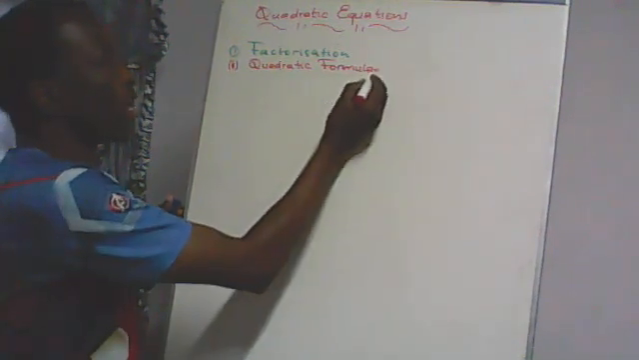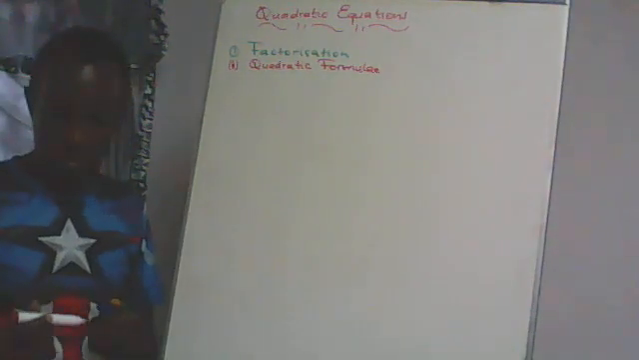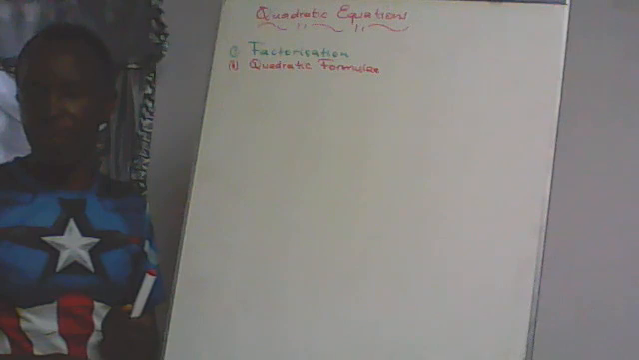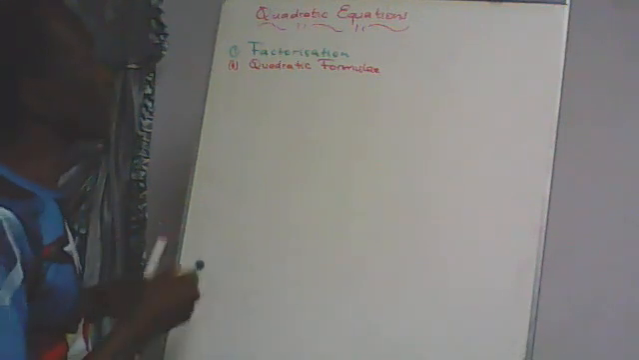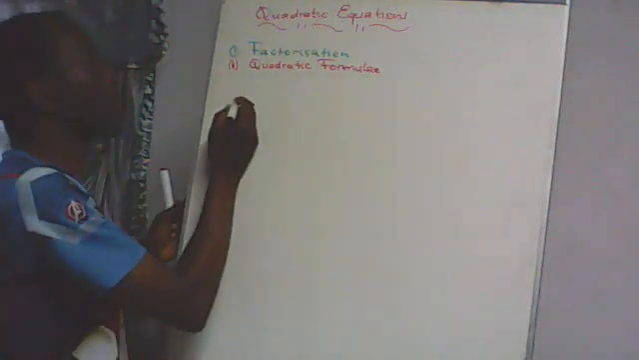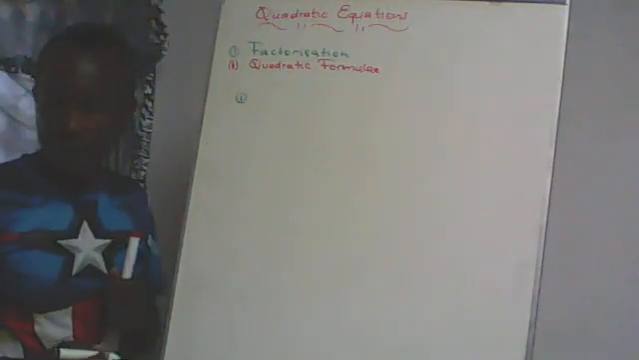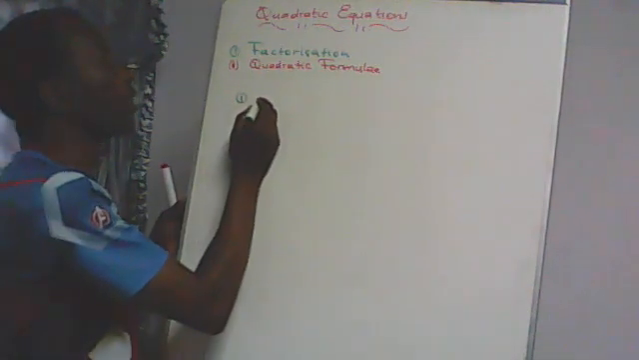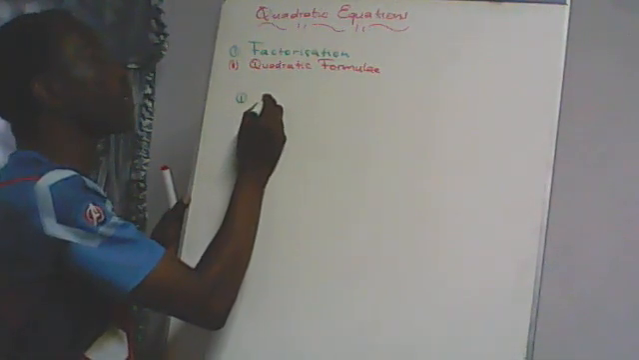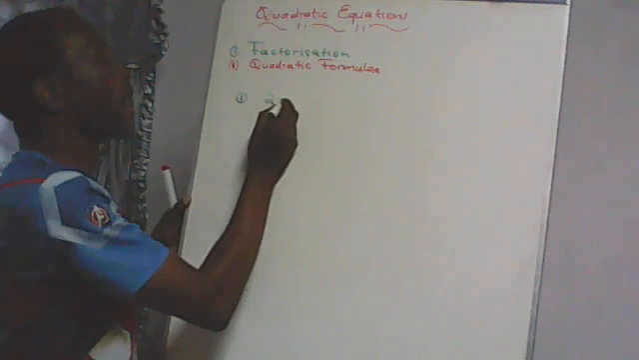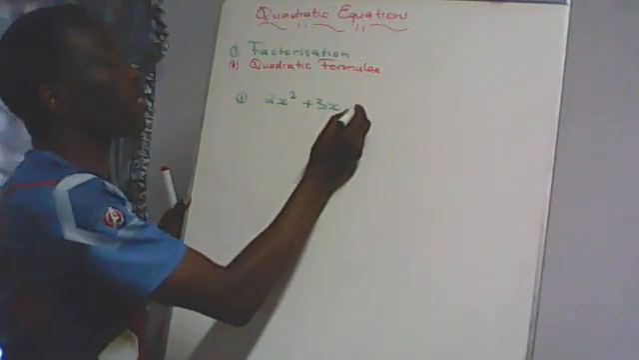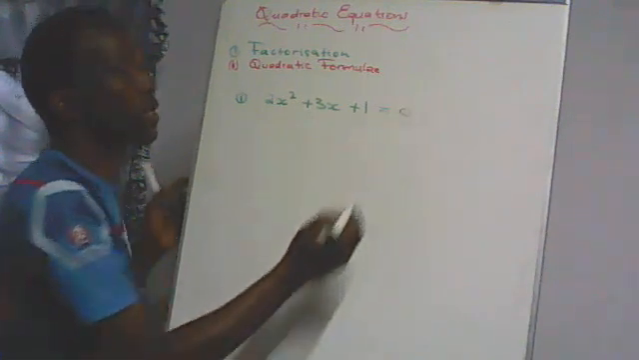Now, where do we get that formula? How do we do it? Okay, let us first start with factorization. That will be the first option. Say, for an example, we have a quadratic equation which is 2x squared plus 3x plus 1 equals 0.